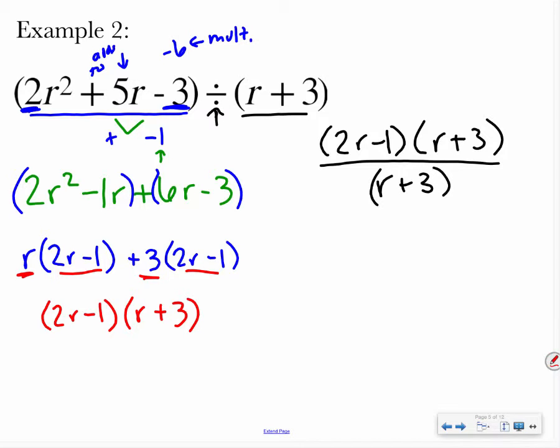Okay, so I have an r plus 3 on the top and 1 on the bottom. So those cancel out. Those just become 1s. So our final answer ends up being 2r minus 1.